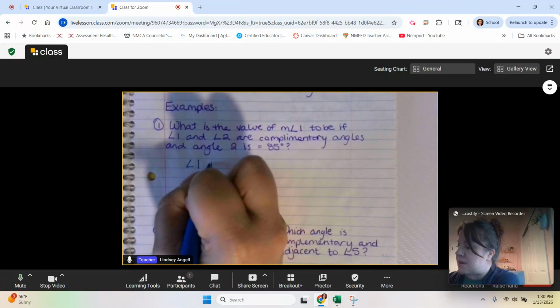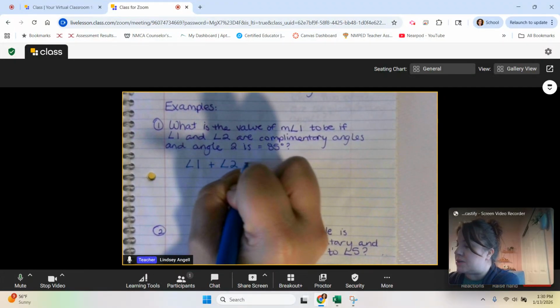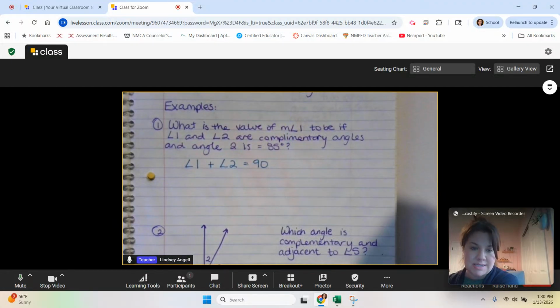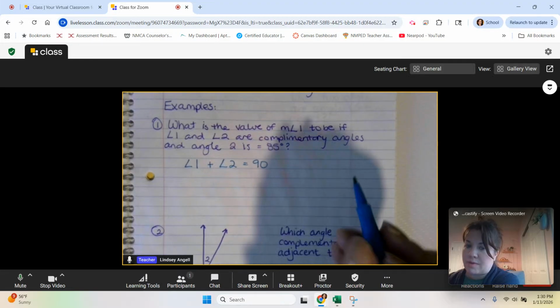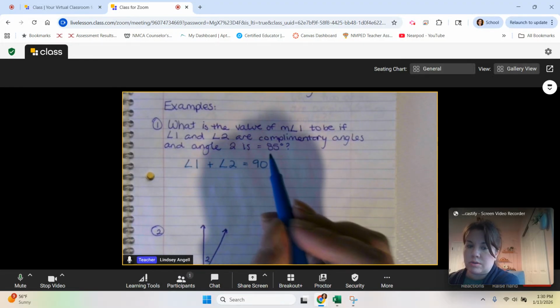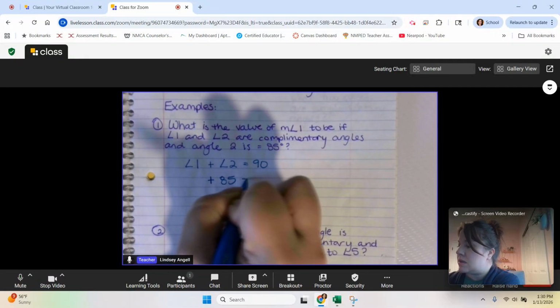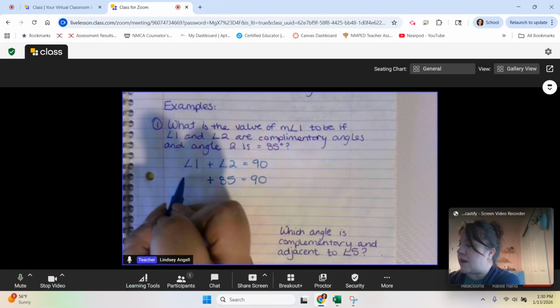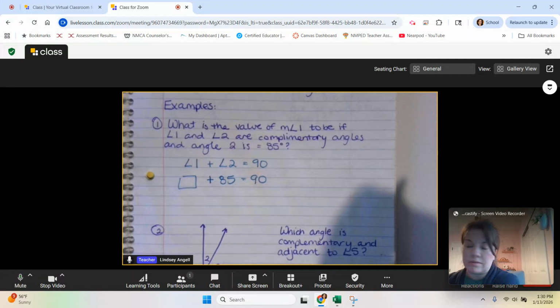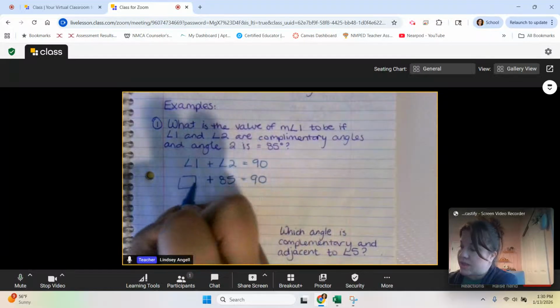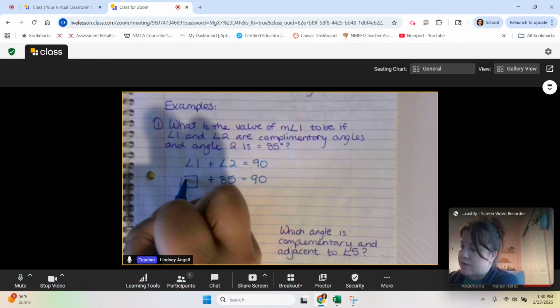So if these are complementary, that means the measure of angle 1 plus the measure of angle 2 should equal 90. Well, we already know one of them. We know angle 2 is equal to 85 degrees. So we just need to figure out, what is angle 1? Take 85 away from 90, and you're there. Or think to yourself, what can I add to 85?